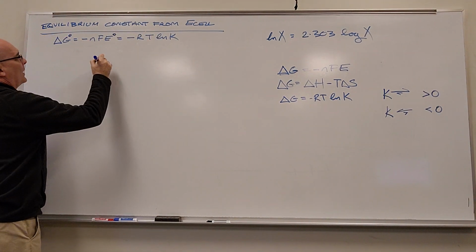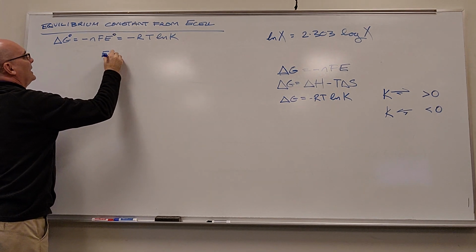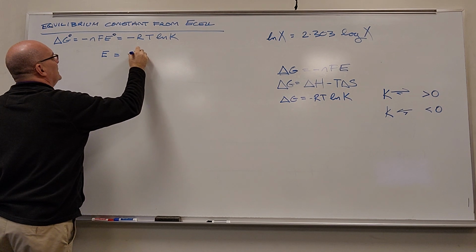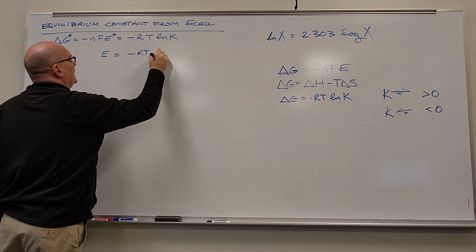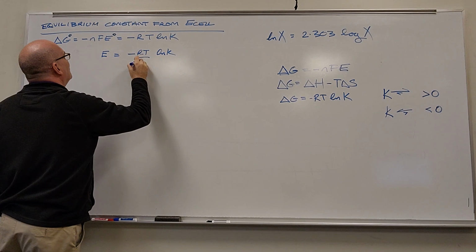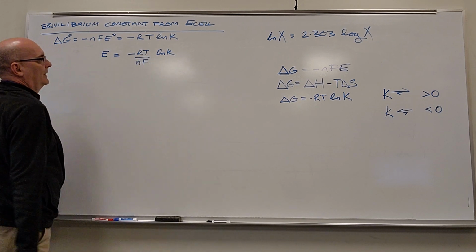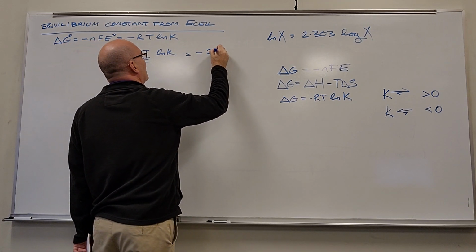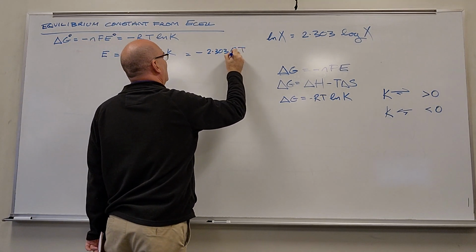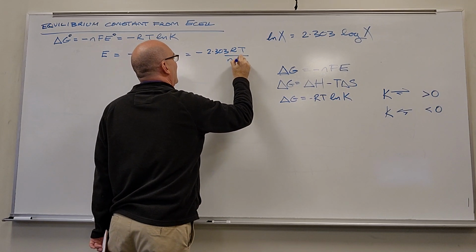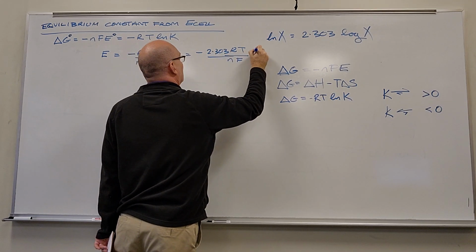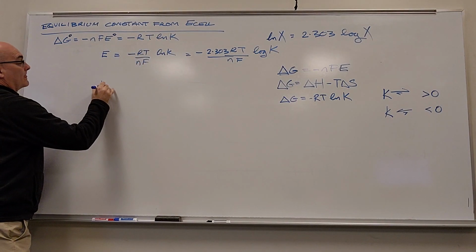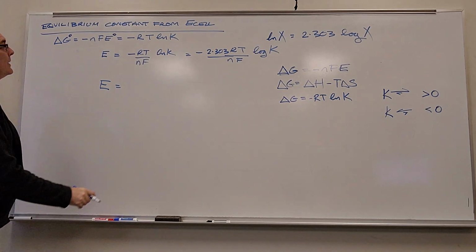So somewhere in here, E equals negative RT ln K over nF, right? Which is equal to negative 2.303 RT over nF log K. So the negatives stay even though both sides of them have a negative? Oh yeah, look at that.